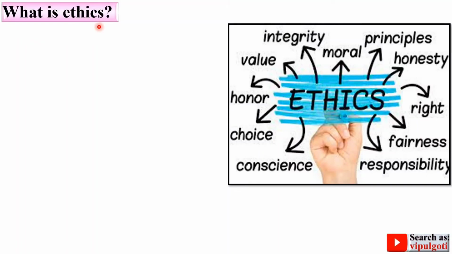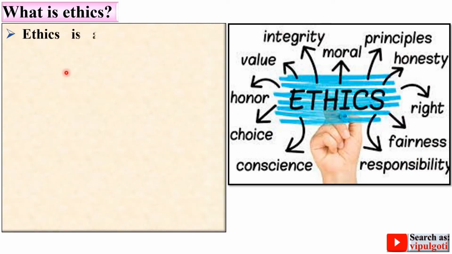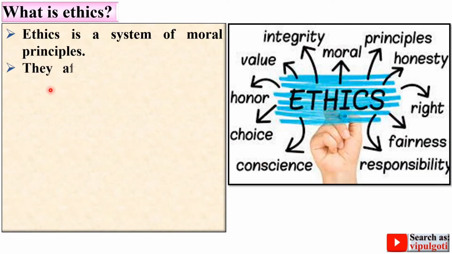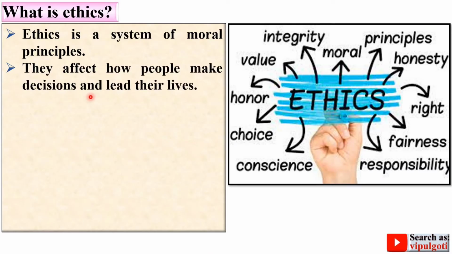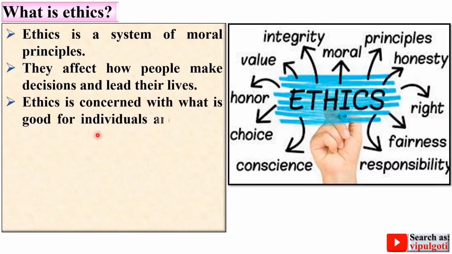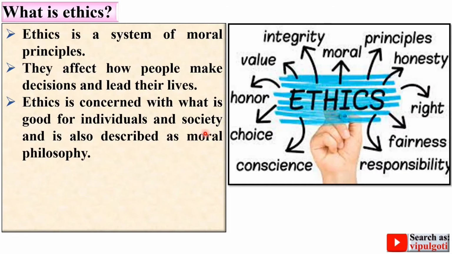So let's start from the first, what is ethics? Here you can see these are the different characteristics of ethics. Ethics is a system of moral principles. These are the different moral principles. They affect how people make decisions and lead their lives. Ethics is concerned with what is good for individuals and society, and is also described as moral philosophy. So basically we can say ethics is concerned with what is good for individuals and society.